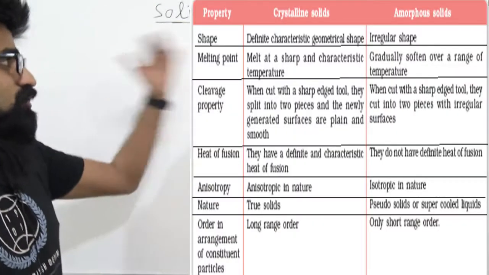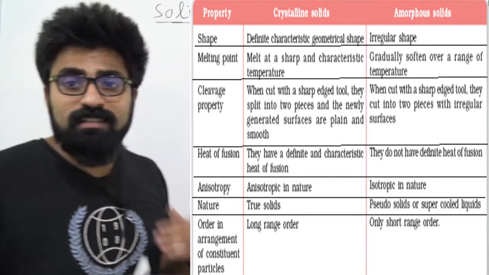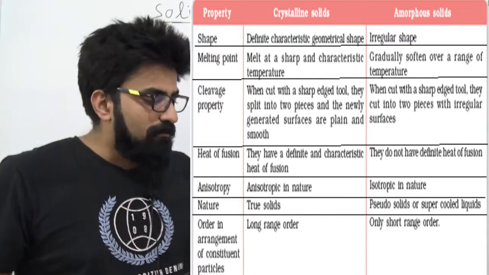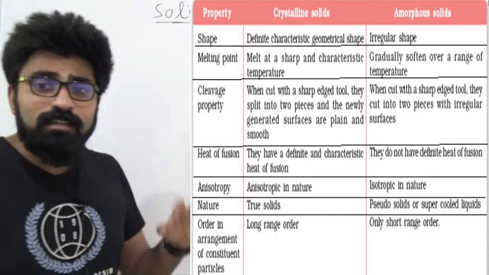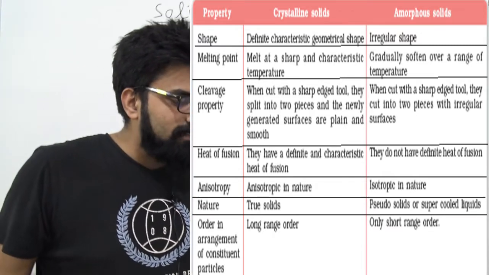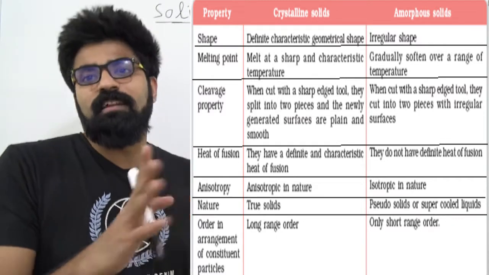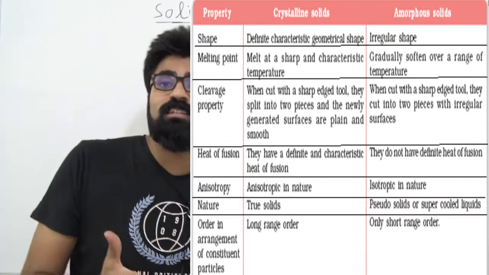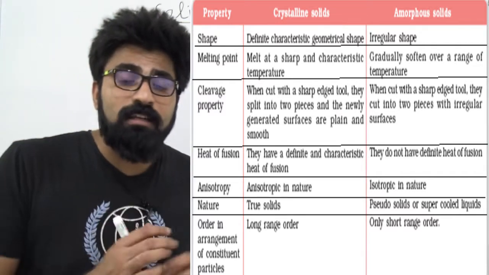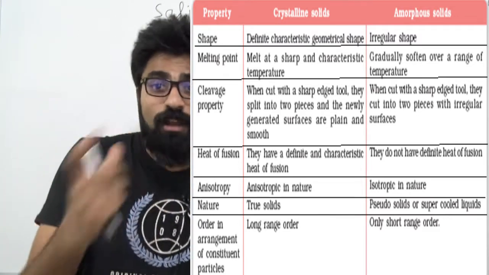So let's begin, guys. As you can see on the screen, there are 2 types of solid, that are crystalline and amorphous. One is crystalline and one is amorphous, right? Now what is crystalline and what is amorphous? So the first point you can see is that crystalline solids have definite characteristic geometrical shape. Their shape is definite. Their shape is definite means the arrangement of atoms in crystalline solid is quite regular. It's a regular arrangement, right?